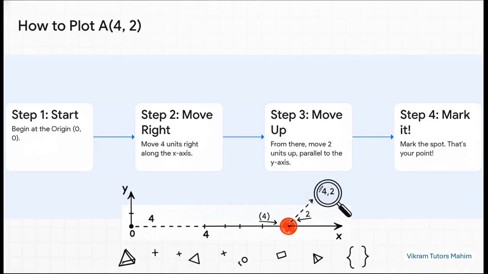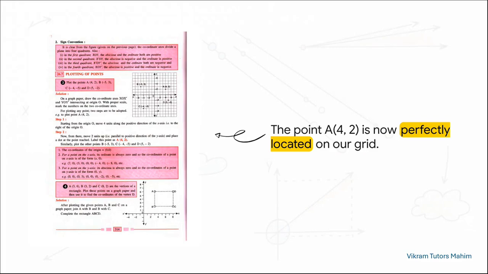Let's try to plot the point A with the address 4, 2. It's a super simple recipe. You always start at the origin, at 0, 0. The first number, 4, tells you to move 4 units to the right. Then, right from where you stopped, the second number, 2, tells you to move 2 units straight up. And there you have it.